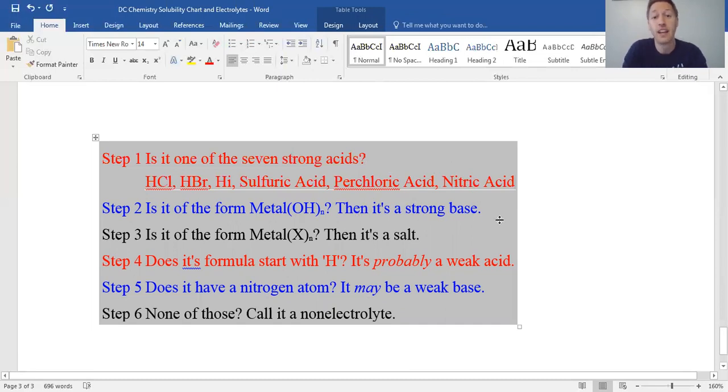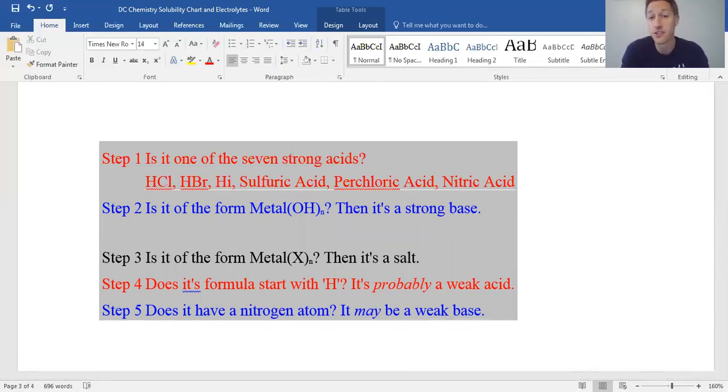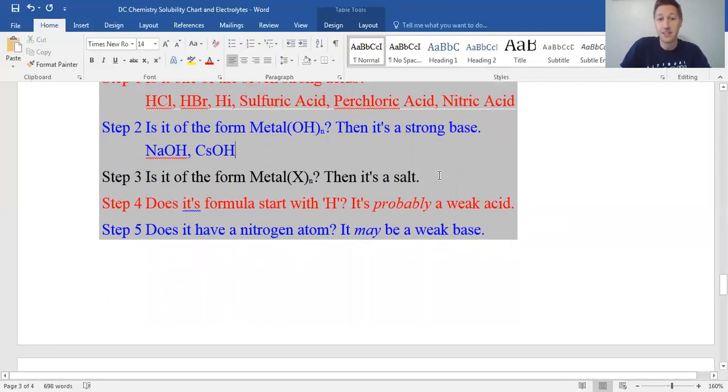So what are the strong bases? Strong bases are any alkali metal with an OH, so NaOH, CsOH. There might be some other strong bases out there as well, but I don't think on the scope of this course I use them ever. In this class, if you have a metal with an OH, we're going to call that a strong base. They're not all strong bases, but they're at least strong electrolytes. Is it a metal with some non-metal? Is it a salt? Yes, those things are strong electrolytes. You can figure that out.